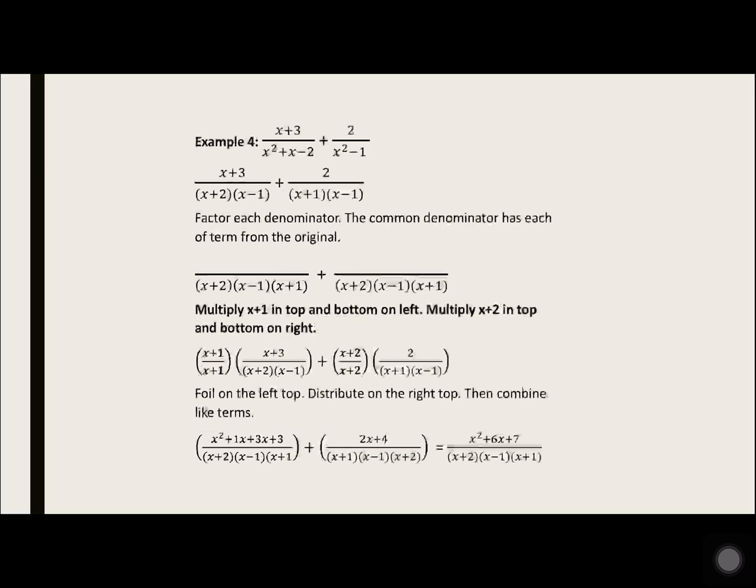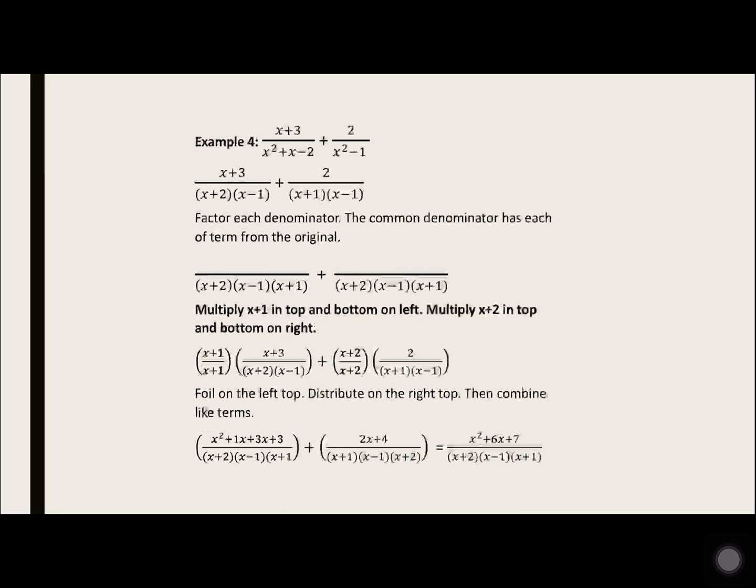Now we're going to FOIL to do our multiplication. The top left is FOIL. First, x times x, x squared. Outside, x times 3, 3x. Inside, 1 times x, 1x. And last, 1 times 3 is 3.